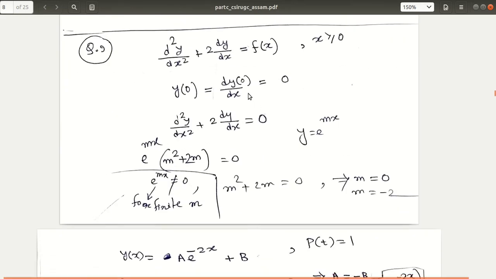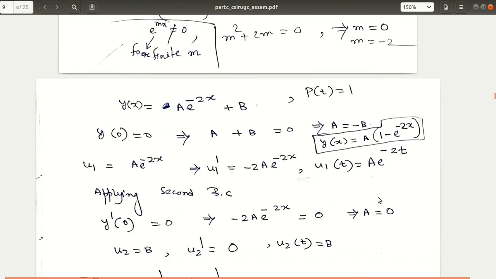So we have this equation d2y/dx2 plus 2 dy/dx is equal to f(x), x greater than or equal to 0, and y(0) and y prime of 0 are basically 0. The complementary function will come from d2y/dx2 plus 2 dy/dx equal to 0. If you take the trial solution to be y equal to e to the power mx and substitute, it will be e to the power mx into (m square plus 2m) equal to 0. So m is equal to 0 and m is equal to minus 2.